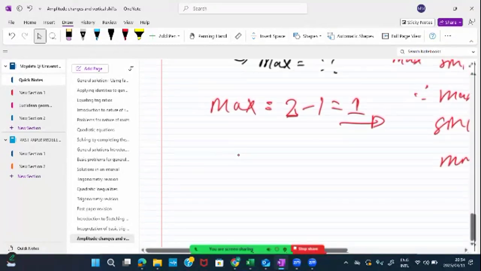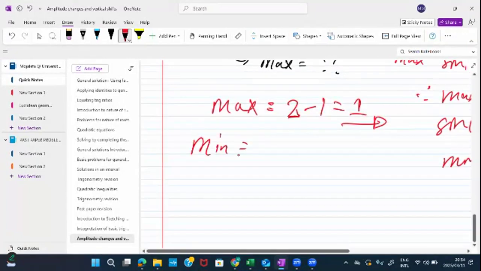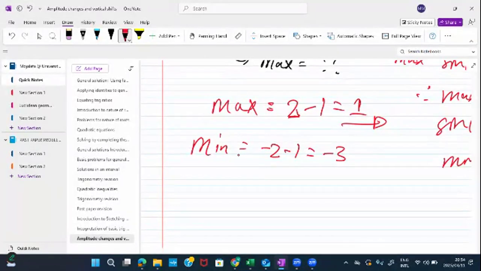Let's figure out the minimum. The minimum was how much for the original was -2, right? We now have to minus what? 1. It's gonna give us how much? -3. Am I right or wrong? You're right, sir. Okay.